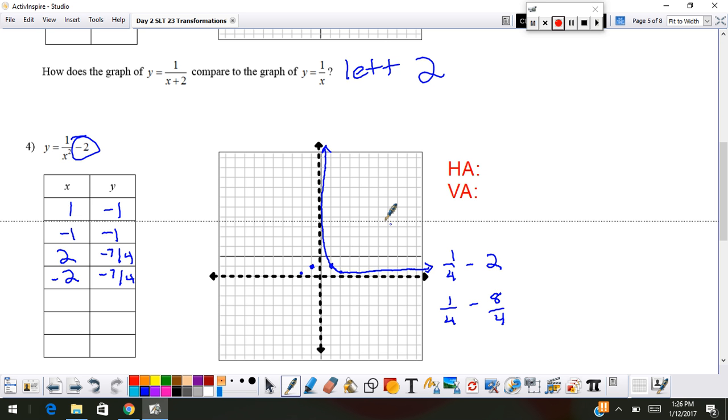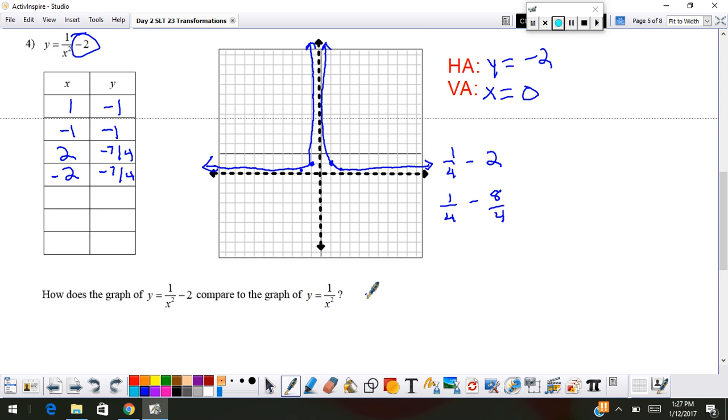Well, that one looks a little bad. Oh, almost missed the point. All right, we have a horizontal asymptote now of y equals -2. Vertical asymptote is x equals 0 still. And how does this compare? It's got a translation down 2.